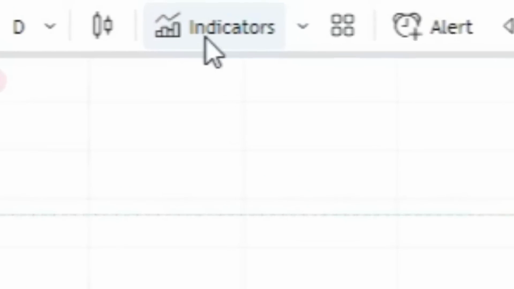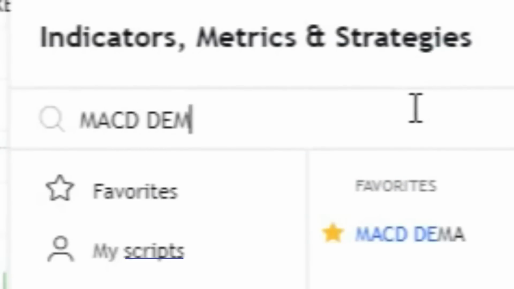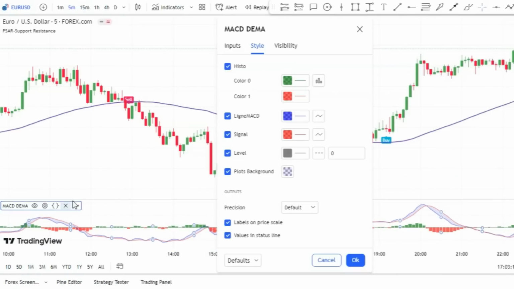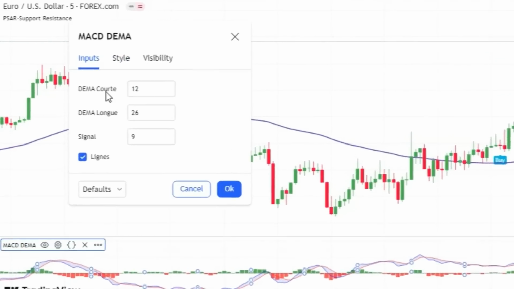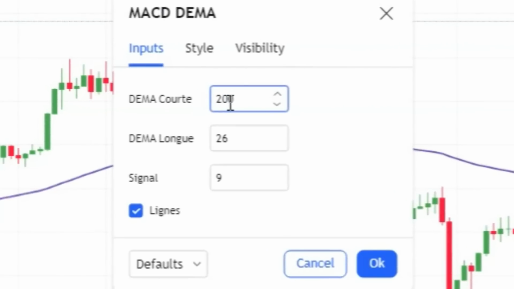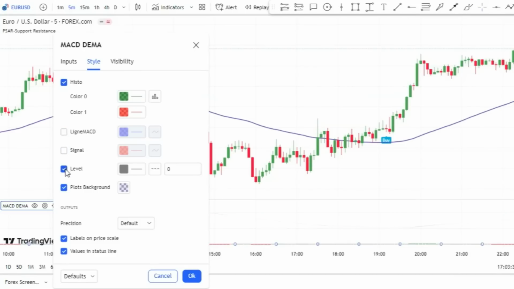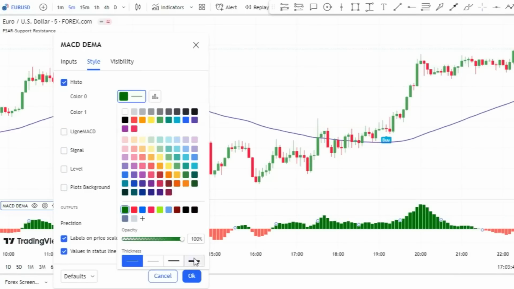To enhance our trading setup, we need to integrate the MACD DEMA indicator. In the settings section, we should adjust the DEMA period to 200 and then the DEMA line to 400. Moreover, we need to disable all options except for the histo option.